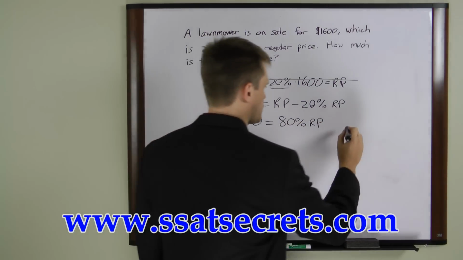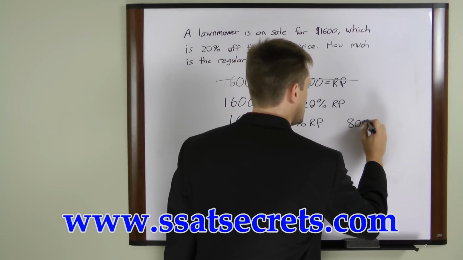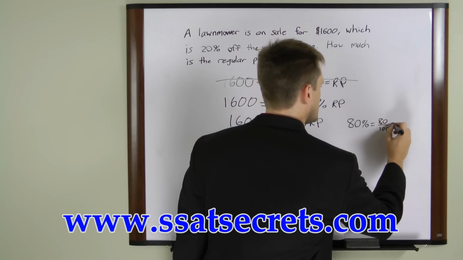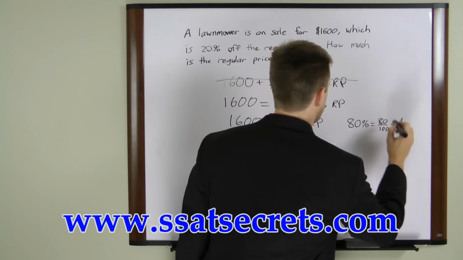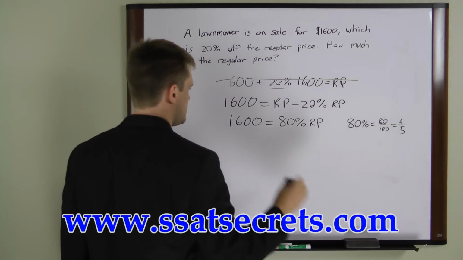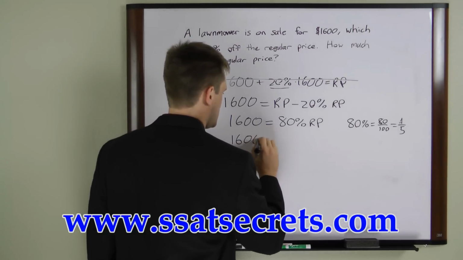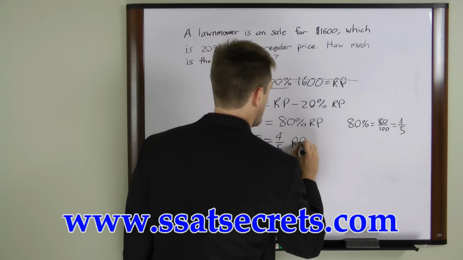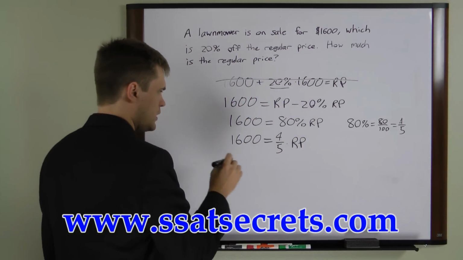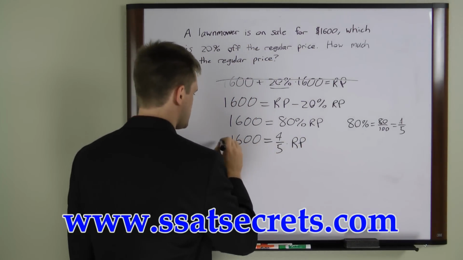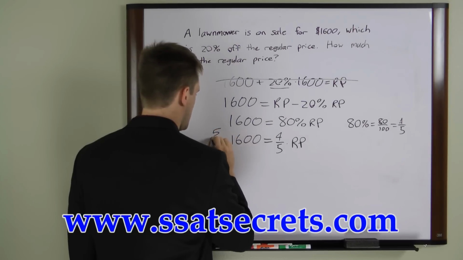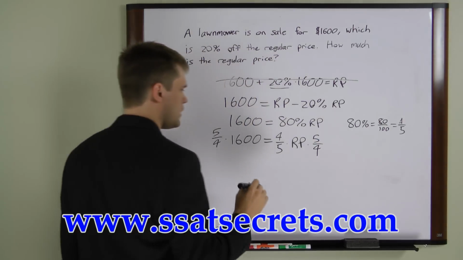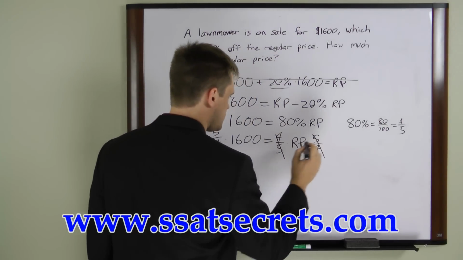Now 80% we can rewrite as a fraction. 80% equals 80 over 100, which is the same as 4 over 5. And then we'll plug this back into this equation. 1,600 equals 4 over 5 times the regular price. And now to solve this, all we have to do is multiply both sides by 5 over 4. And then these two cancel.